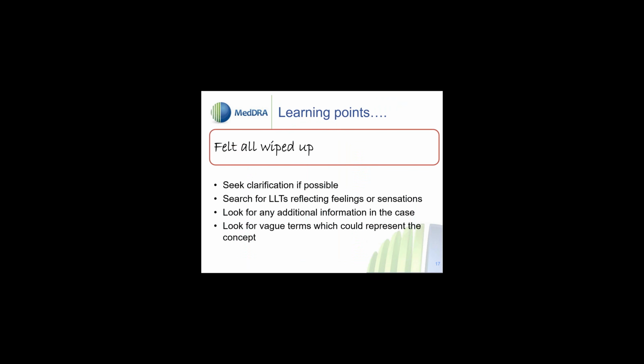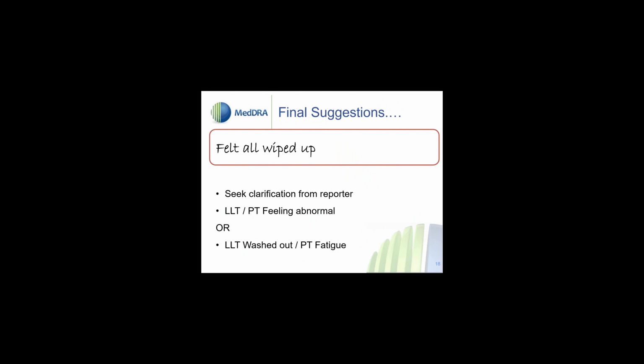But if you work in post-marketing and drug safety units, you will be aware that very often one will not be able to get useful additional information. So you may then look for any additional information in the case itself to better understand the medical background. And if that is not possible or does not help any further, then you will have to look for vague terms which could best represent the concept, so the best approximation to this verbatim.